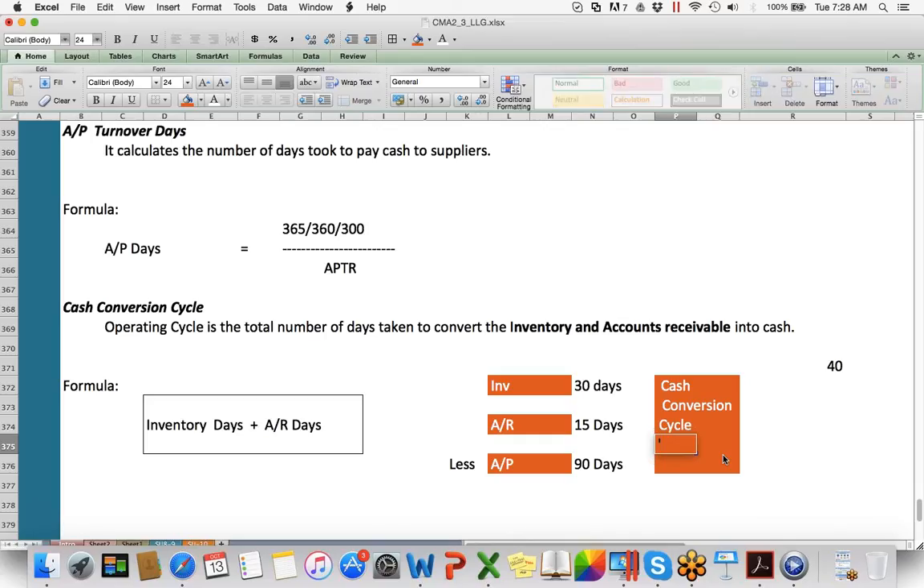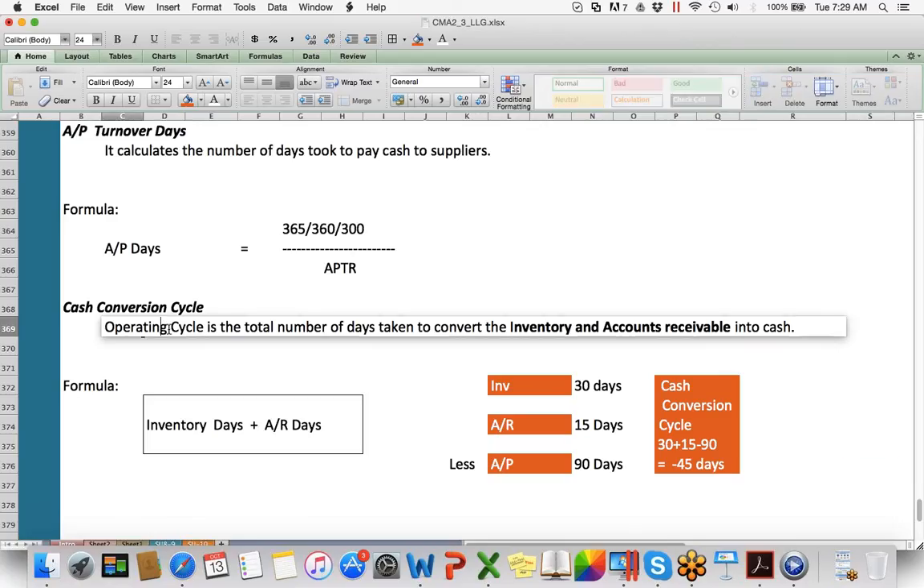What is that? 30 plus 15 minus 90 days equals how many days? Minus 45 days. Always, if it is minus, it would be fine. Why? Because minus means the cash is in your hand. Okay, 30 days plus 15 days minus 90 days, here you will get minus 45 days. Remember, minus 45 days means 45 days you have cash in your hand. Okay, all right.